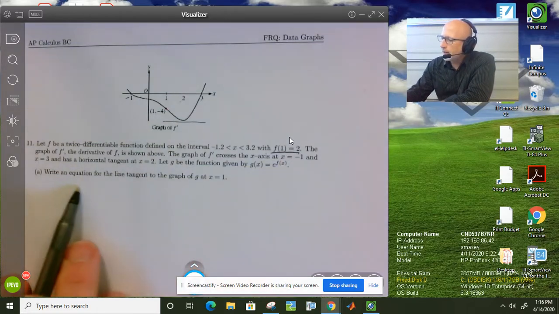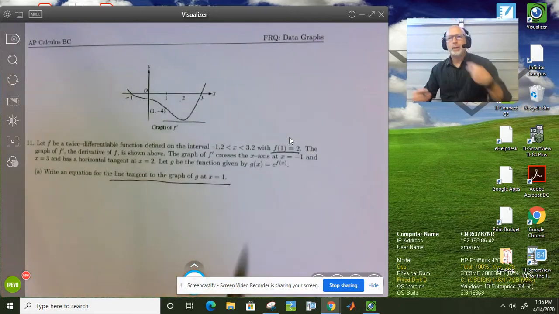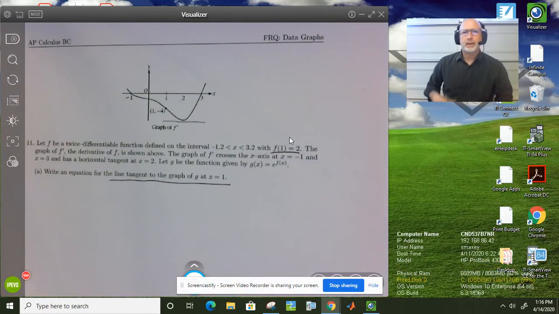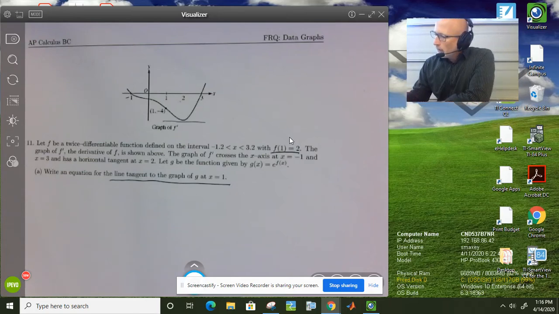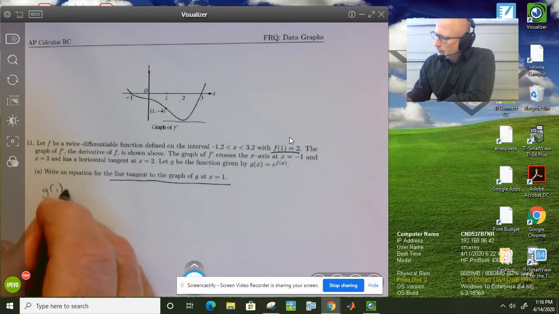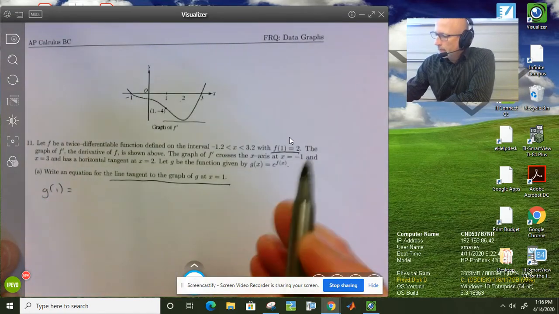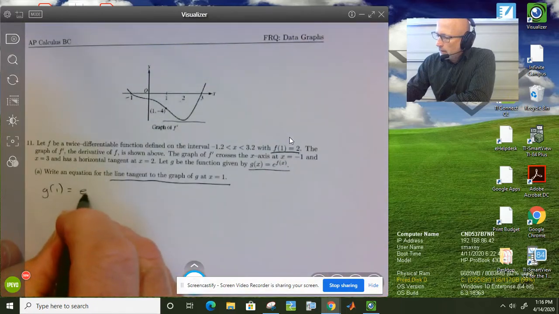Write an equation for the line tangent to the graph. So, like you always hear me say, what are the two things you need to know in order to come up with the equation of the tangent line? Okay, I need a point and I need a slope. So I first need to figure out what g of 1 is. Well, g of 1, by this definition right here, is equal to e to the f of 1.